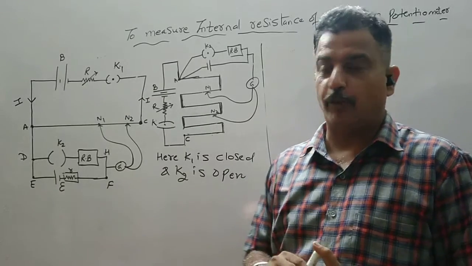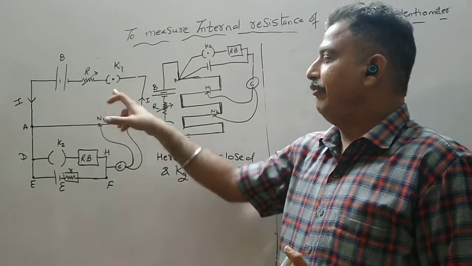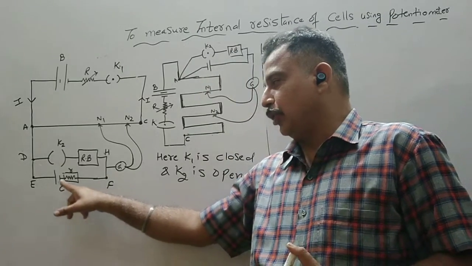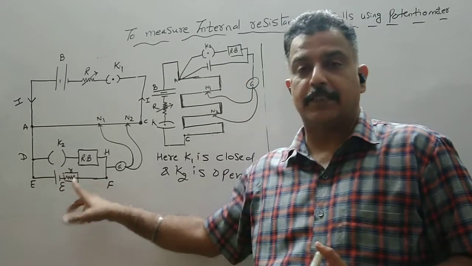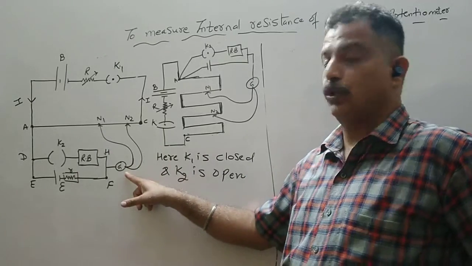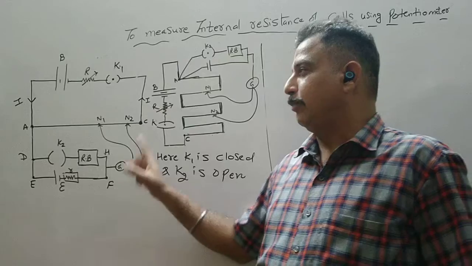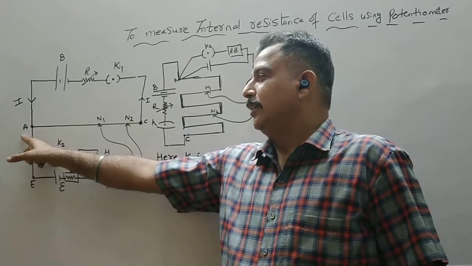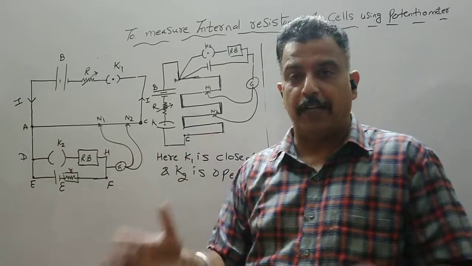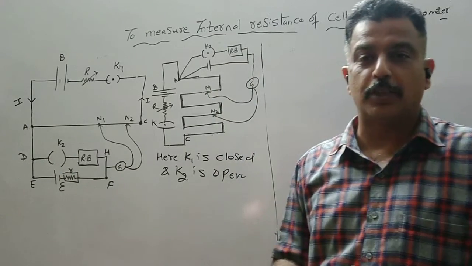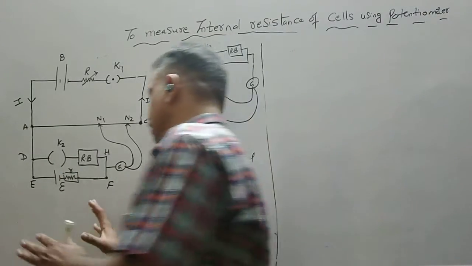No current will be flowing. Even if N1 is a null point, no current is flowing through this cell also, because the galvanometer shows zero deflection. If the galvanometer shows a deflection, it means some current from junction A is divided and came to this loop. But the galvanometer shows zero deflection, so we assume no current is flowing.